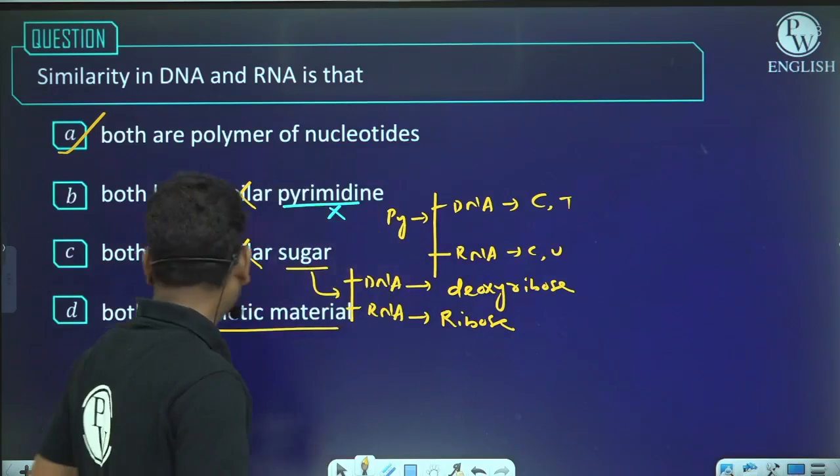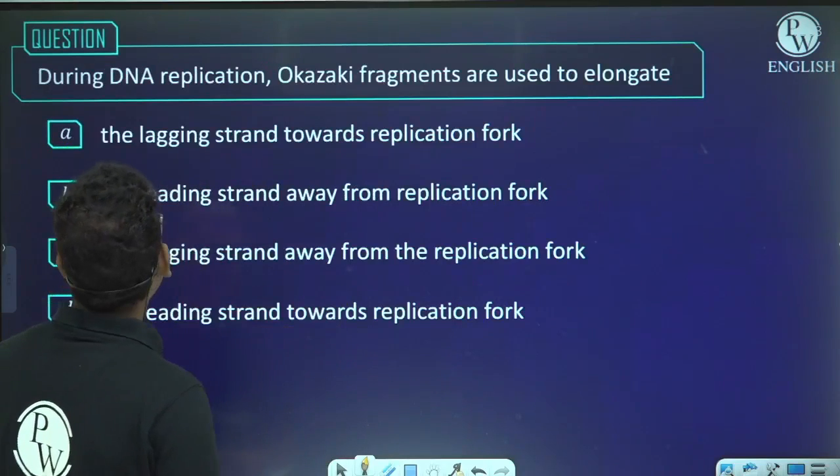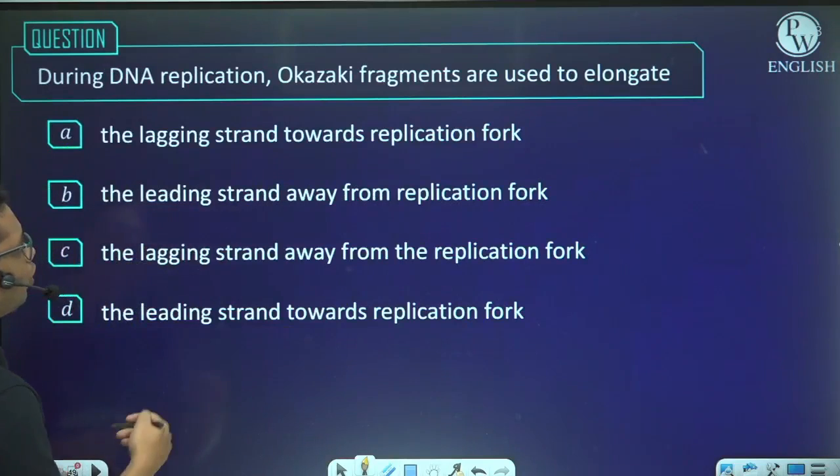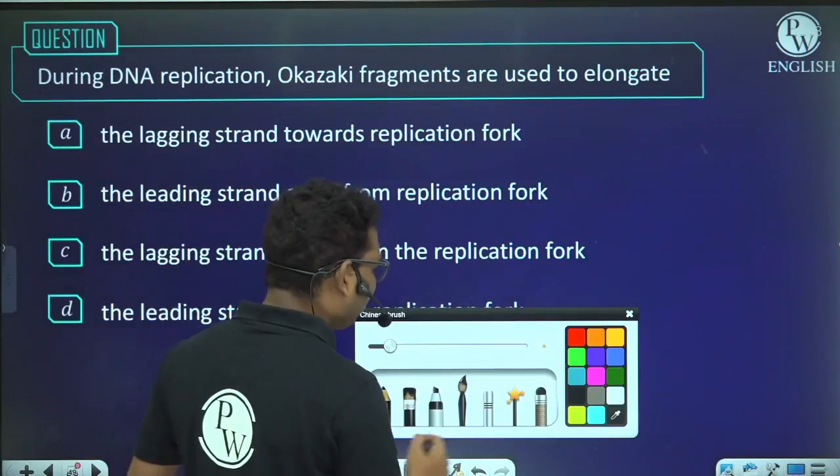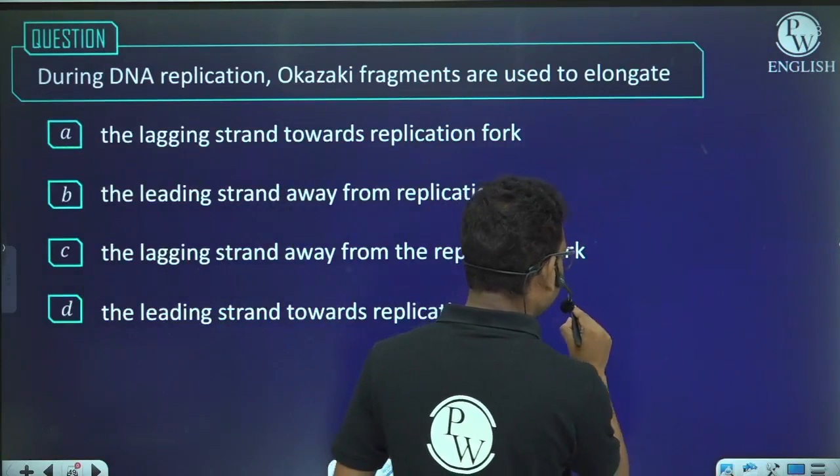Okay. Now, during DNA replication, Okazaki fragments are used to elongate. See, if I draw a diagram of the replication fork, suppose this is one replication fork.